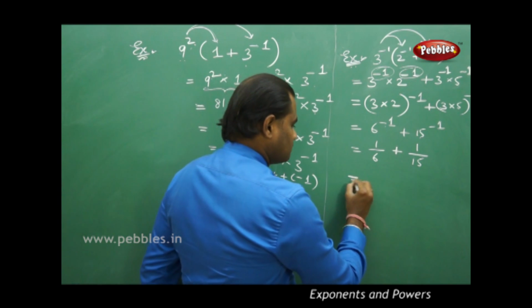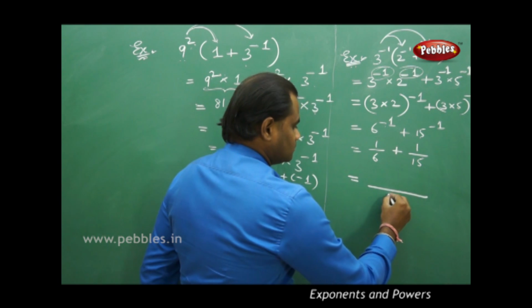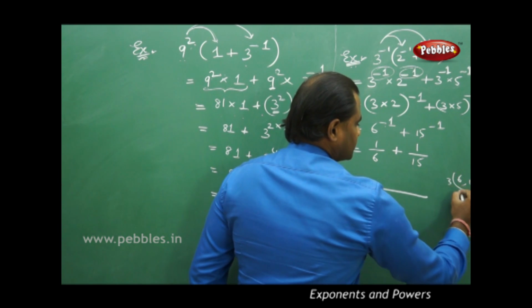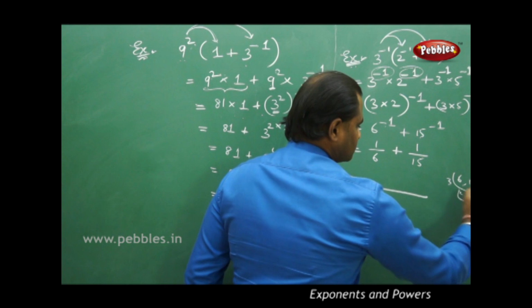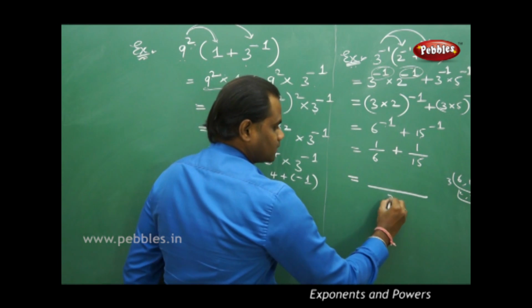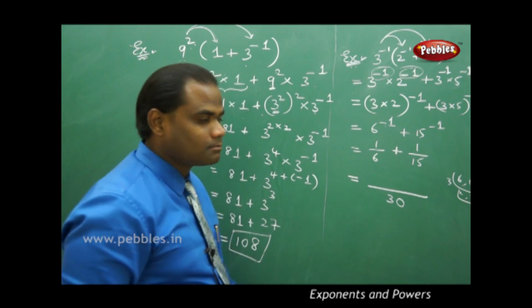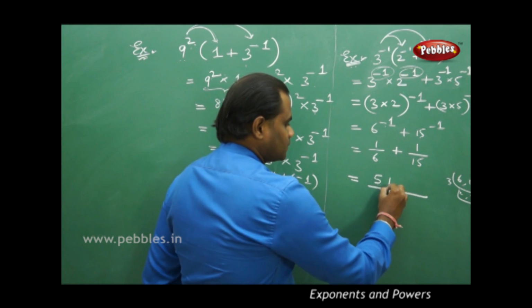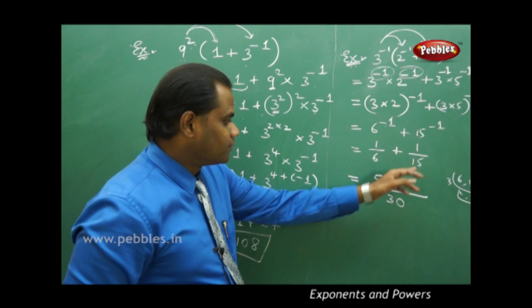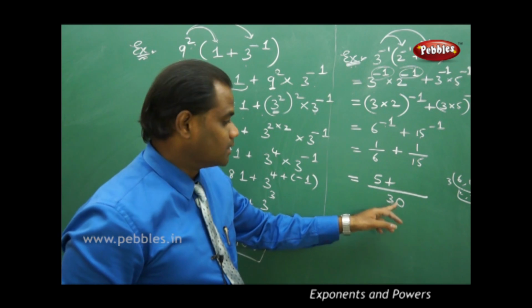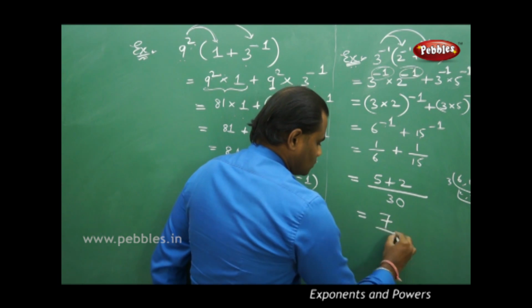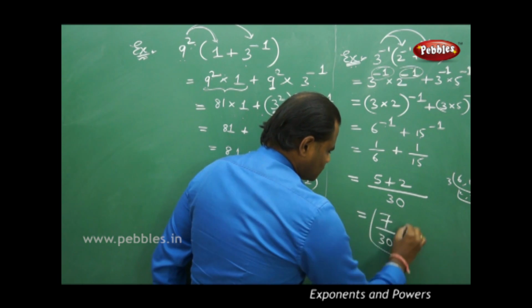Now this would be nothing but with the LCM. So what is the LCM of 6 and 15? 3 times of 2 and 3 times of 5, which is 30. So 30 is the LCM of 6 and 15. So I get 30 divided by 6 times 5 multiplied with 1, which is 5. And 15 multiplied to 2 is 30 and 2 times of 1 is 2. So this would give me the overall answer as 7/30.